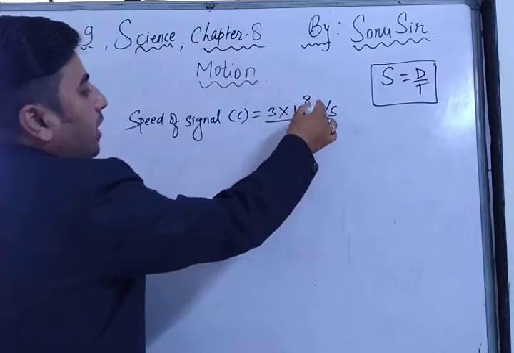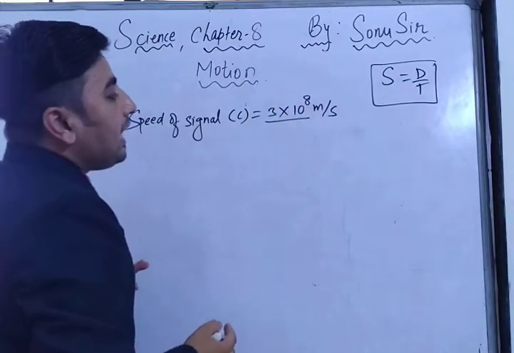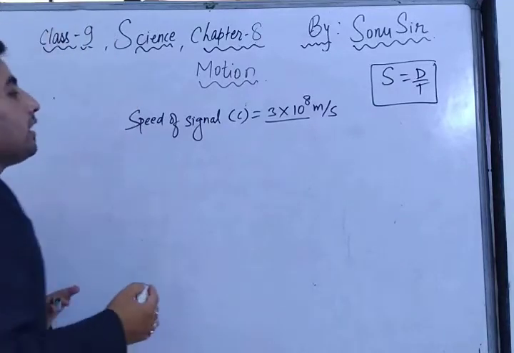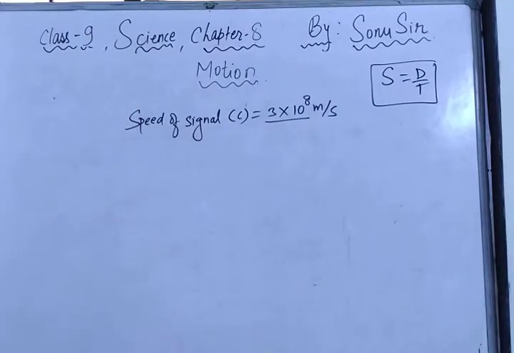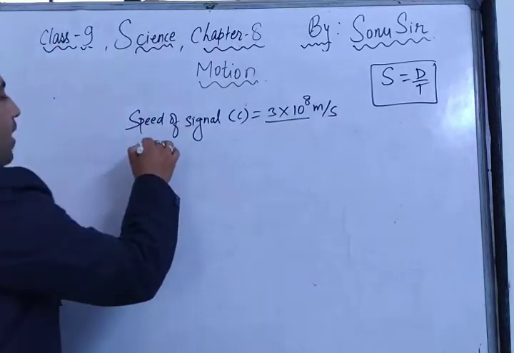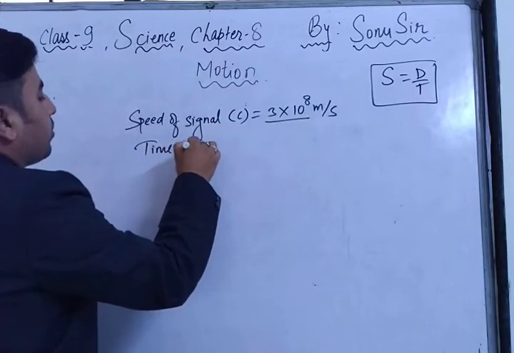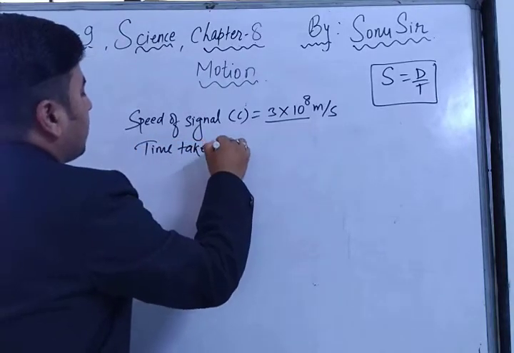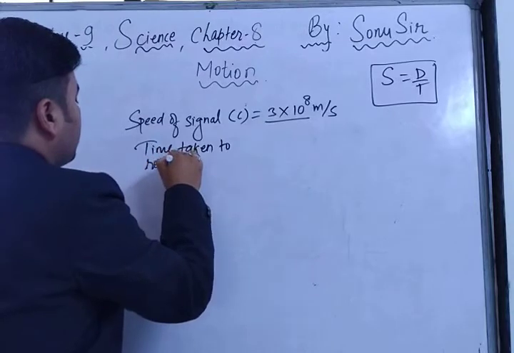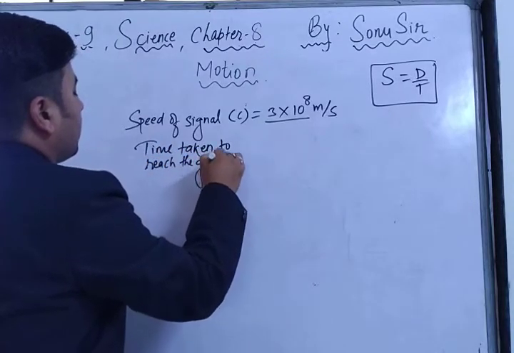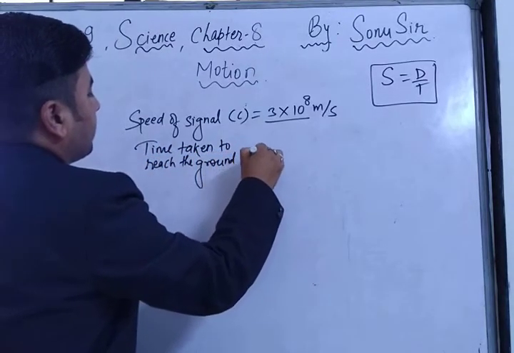350 meter will be converted to kilometer, so 3 lakh kilometer per second. This is the speed of signal, okay, and the distance, speed, time taken by the signal to reach the ground station. Time taken to reach the ground station is equal to 5 minutes.